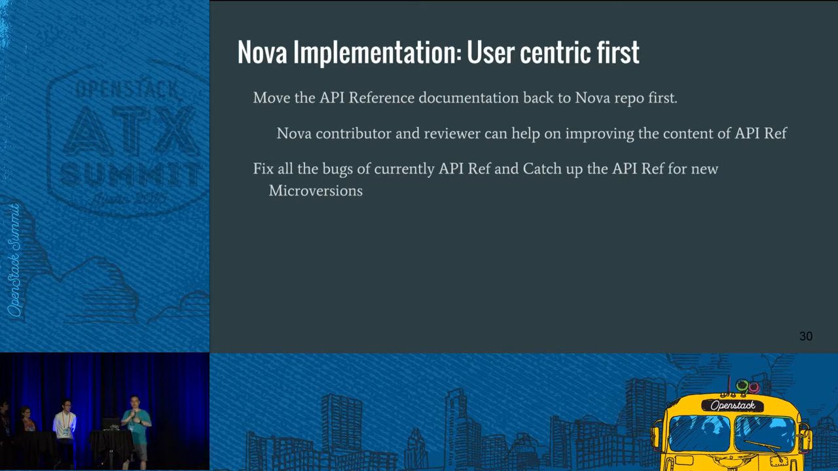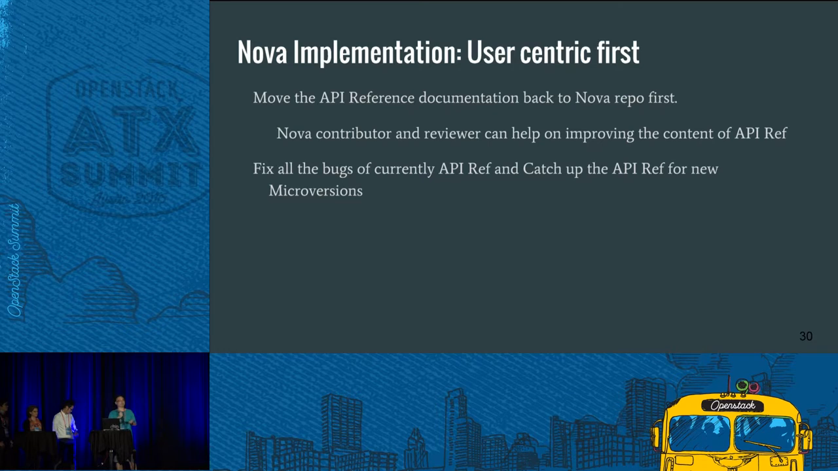So this is thanks to Xiaoan pointing out we should use central forks. So we shouldn't let users wait a few more cycles before fixing all the things. So we should move our API reference document back to our repo. Then the Nova contributors and the reviewers can help fix the current document.